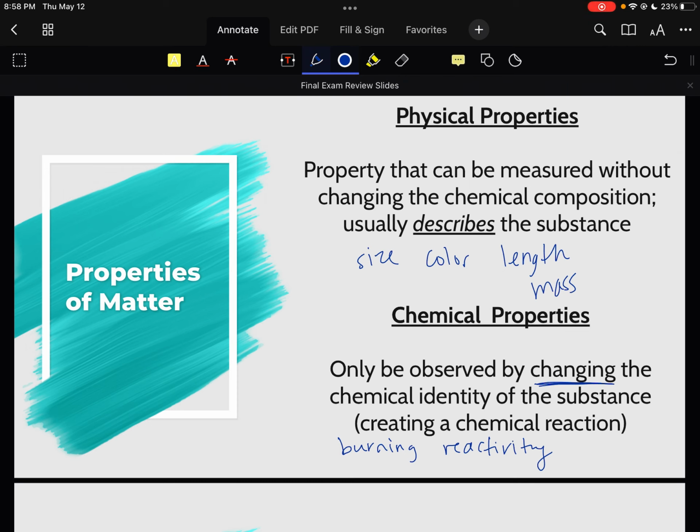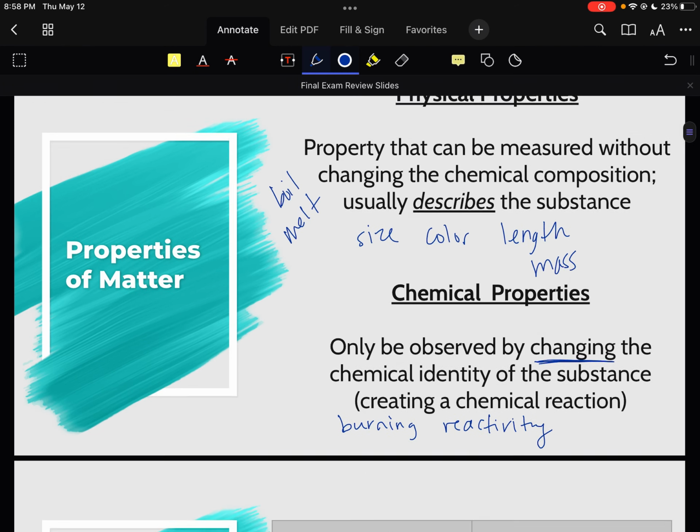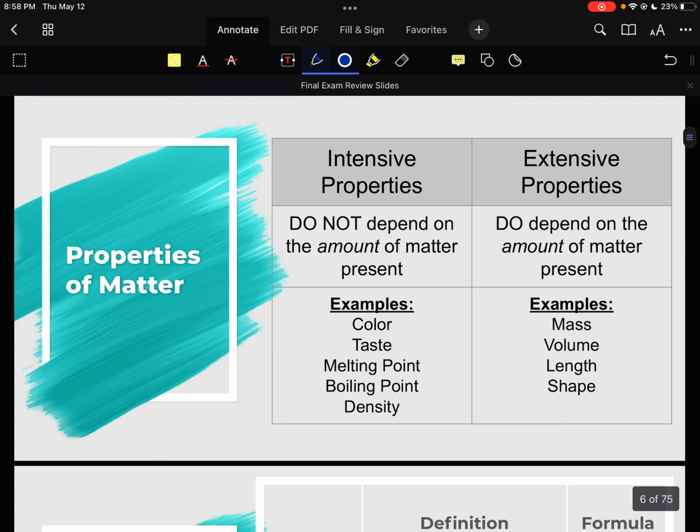Trying to think of some other chemical properties. There's not really very many. I was thinking physical properties. Some other ones are boil, melt. Something where you might be changing the physical state, but you're not actually changing the substance that you have. Like if I boil water, I still have water. It just went from liquid to gas.